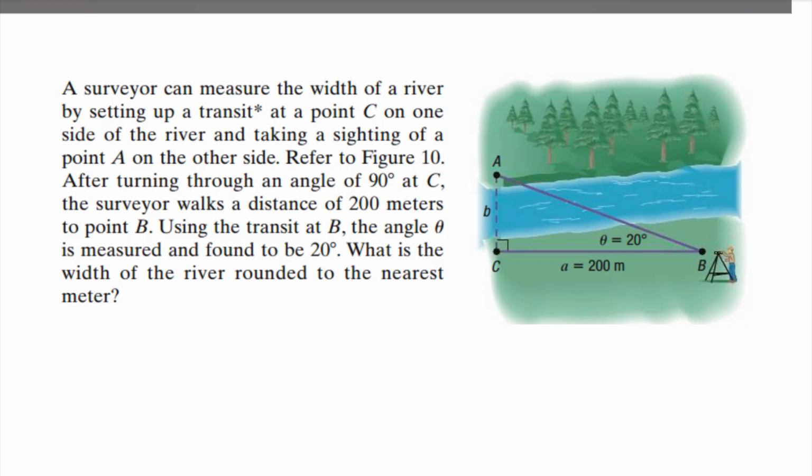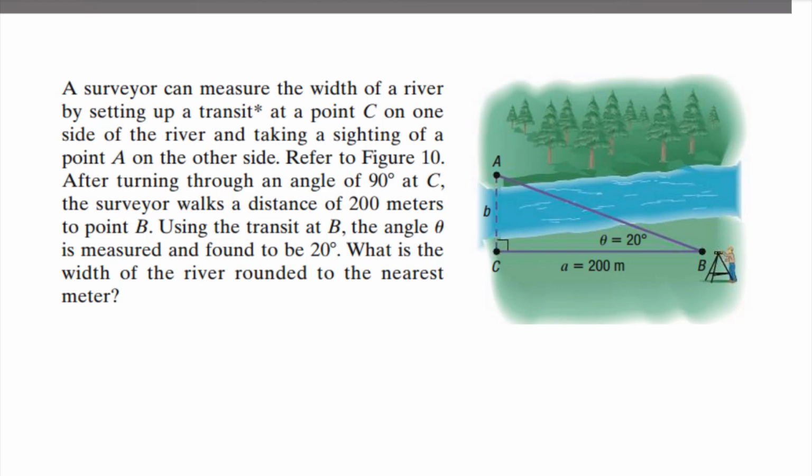So it tells us a surveyor can measure the width of a river by setting up a transit. What's a transit? Why does that have to be in here? Yeah, they give you a little note: a transit is something that can measure the angle. We're going to keep going. So you've got some instrument at point C, on one side of the river, taking a sighting of the point A on the other side. Okay, cool. Refer to the figure.